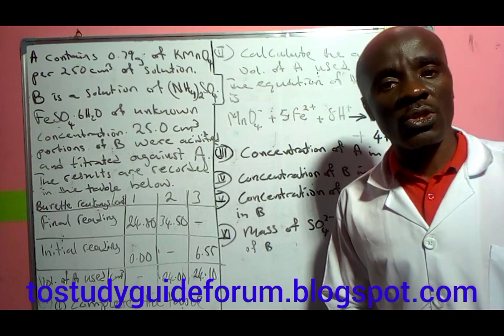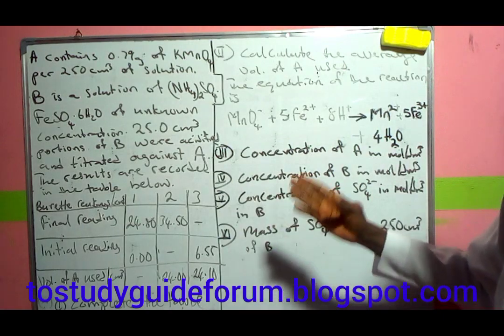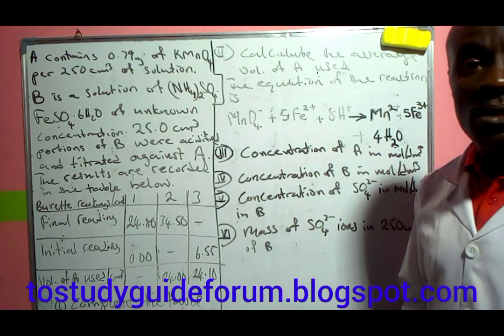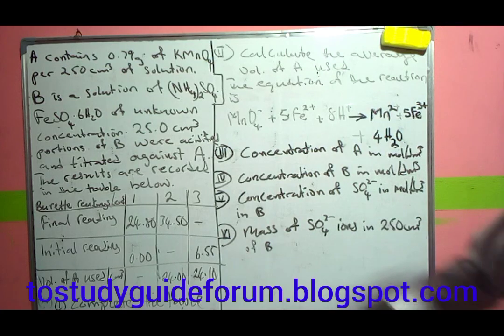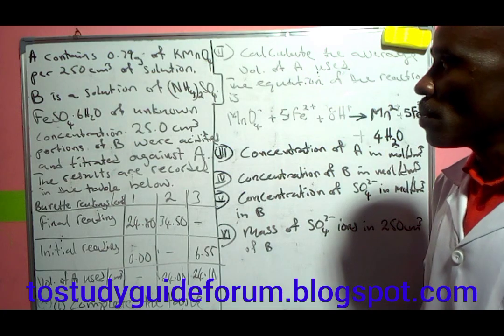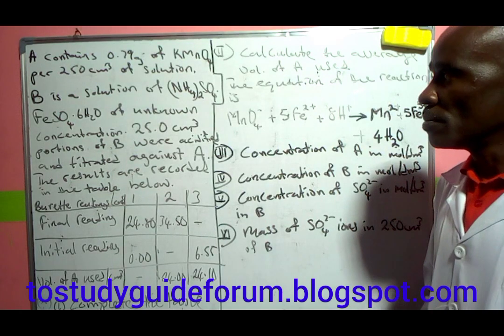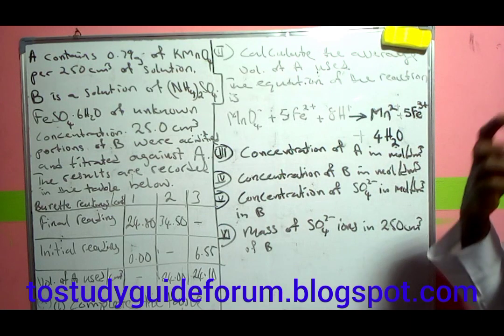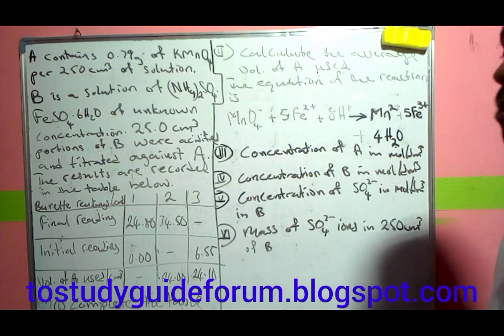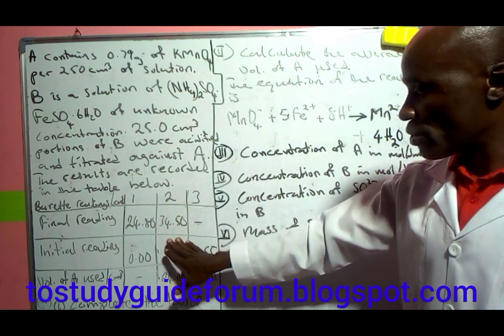Just cool down so that you'll be able to get the basic information on how to solve questions like this. This question has to do with volumetric analysis. It seems to be a redox titration. We have 0.779 gram of potassium permanganate per 250 cm cube of solution, and B is the ammonium ferrous solution. Then in the analysis, this is the record of the titration.